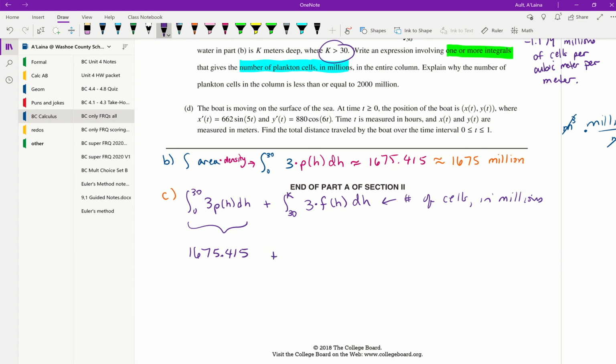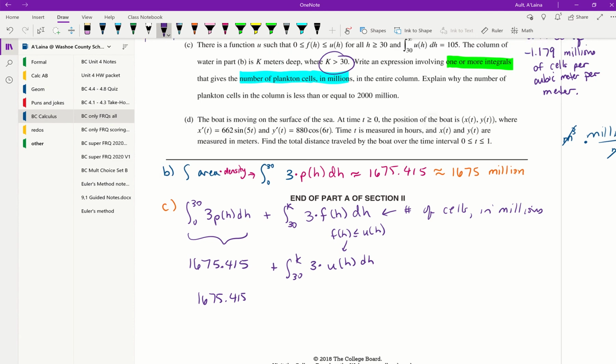And then this one, I don't actually know what f of h is, so I can't really evaluate that. But what I could do is evaluate this at u, because remember, f of h is less than or equal to u of h. So if I'm using a little overestimate, if I could show that a bigger value is still less than that 2,000 million, then something smaller than or equal to that would also be less than that 2,000 million. So I do actually know what u of h is when I integrate it.